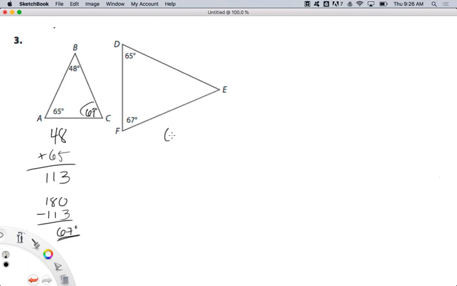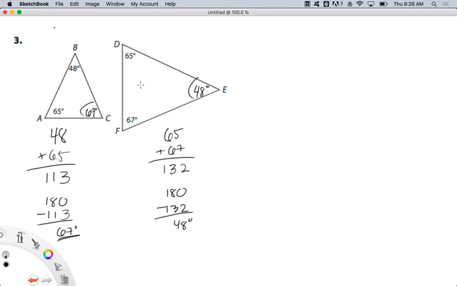Do the same thing for this one. 65 plus 67 is 132. 180 minus 132 is 48 degrees. And lo and behold, there you go. 48, 65, 67, 48, 65, and 67. Cool. So the angles are the same, therefore I know that these two triangles are similar.